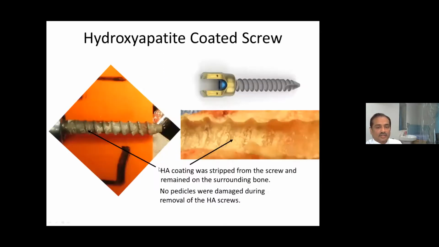Further, when they try to remove a hydroxyapatite-coated screw, we find that very many times the hydroxyapatite coating is also integrated into the normal bone. It tells us that there's a better integration of the screw-bone matrix with hydroxyapatite-coated screws. And the revision of these patients is much easier compared to a patient who had cement augmented screws.